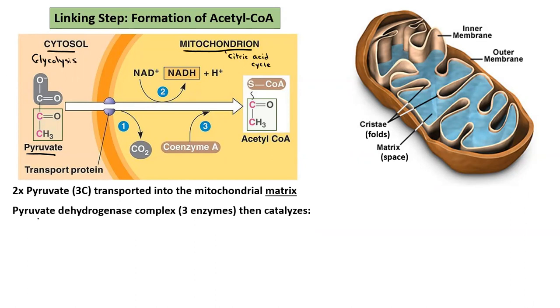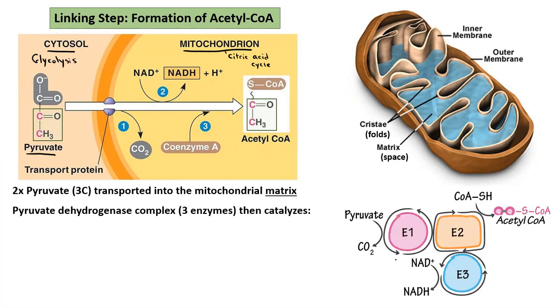Now, we're going to use an enzyme complex. We call it the pyruvate dehydrogenase complex. So what is a complex? It contains several enzymes that work together to carry out different steps in a chemical reaction or in a series of chemical reactions. So you can imagine that complex contains 3 enzymes, each of them responsible for 1 step.